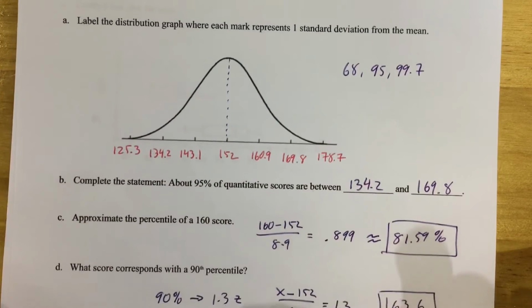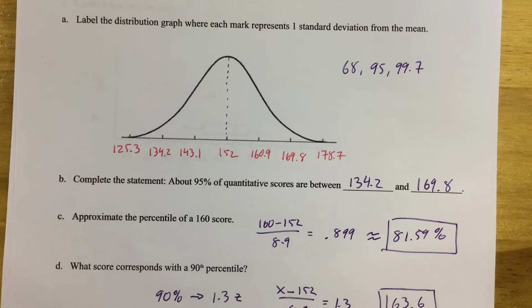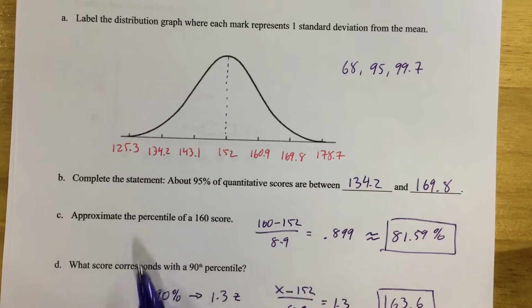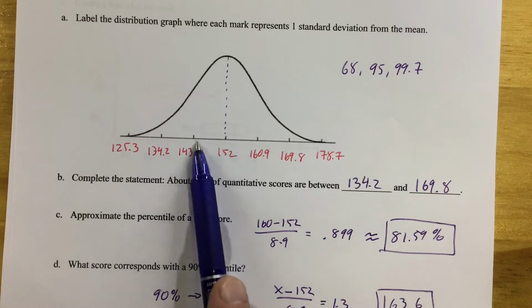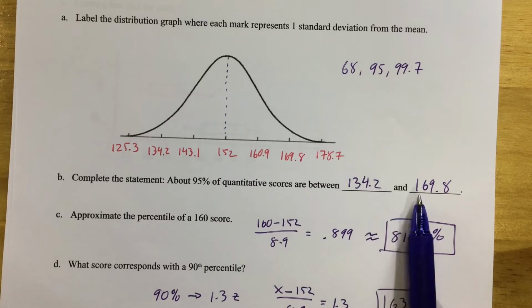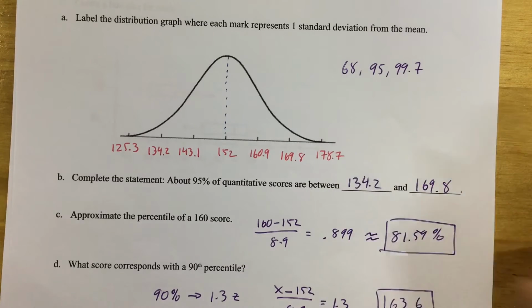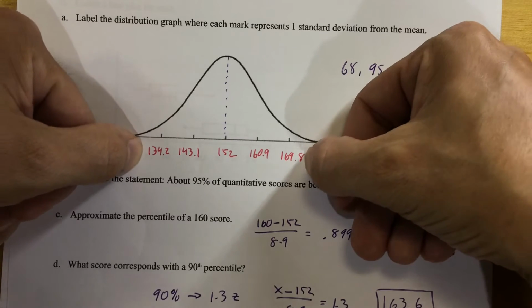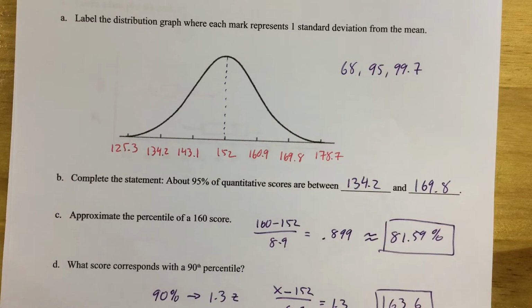All right, and then what we're going to do, actually, I was about to get a little bit ahead of myself. The first question is going to rely on that. The other two questions are going to rely on values that are not actual increments that we see as standard deviation measurements. Okay, so B says, complete the statement: 95% of the quantitative scores are between blank and blank. Well, if you know these rules, then it's pretty easy. You just go out to two standard deviations and you take those two numbers that you had and put them in the blanks. And that ends up being it for that problem.